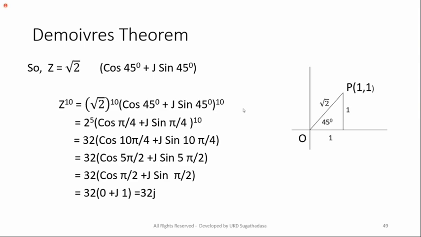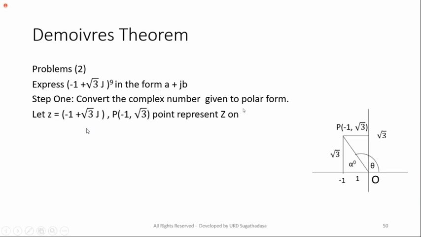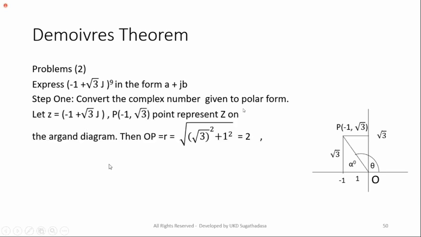If you use the binomial theorem also, you get the same answer. Next one. Minus 1 plus square root of 3 j, to the power 9. And this is the position. Calculate the modulus value and argument. Modulus value is 2. Small angle is 60.